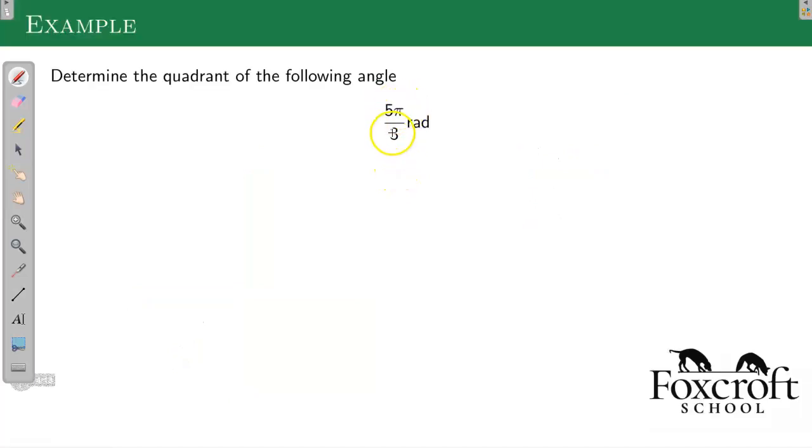What about 5 pi over 3? Again, I can convert it to degrees. If I convert it to degrees, I'd have to do the conversion process. I'd figure out this is 300 degrees, and that's in quadrant 4. All right, I can do it without converting. If I just look at 5 over 3, 5 over 3 is 1.667 pi. It's the 1.66 part.